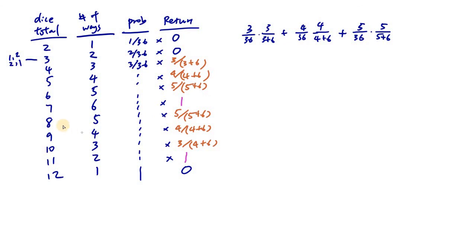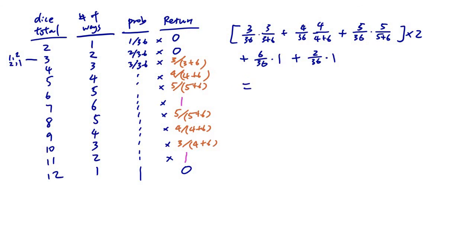And we know that 8, 9, and 10 repeat the exact same formulas again, so we can multiply by 2. Then we add the probability of hitting the 7, which is 6 divided by 36 times $1, and then plus the probability of hitting 11, which is 2 over 36 times $1.